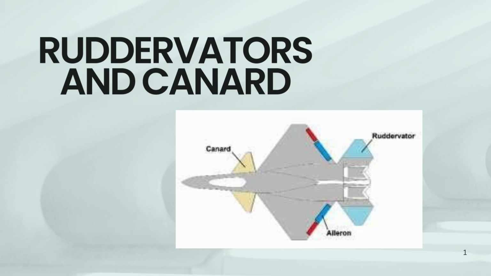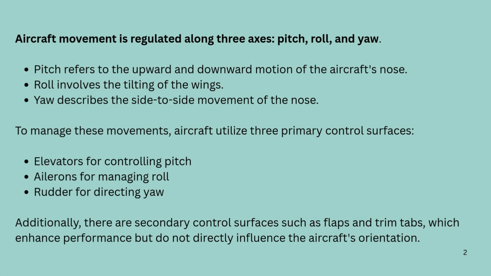Hi everyone, today I'm going to explain two interesting control surface configurations used in aircraft design, the Ruddervator and the CANARD. These are alternatives to traditional tail and control setups, and they play unique roles in how an aircraft moves and stays stable in flight. We'll start with the basics of flight control systems, then explore what Ruddervators and CANARDs are, how they work, and why designers use them. Before we dive in, let's quickly go over how airplanes are controlled.